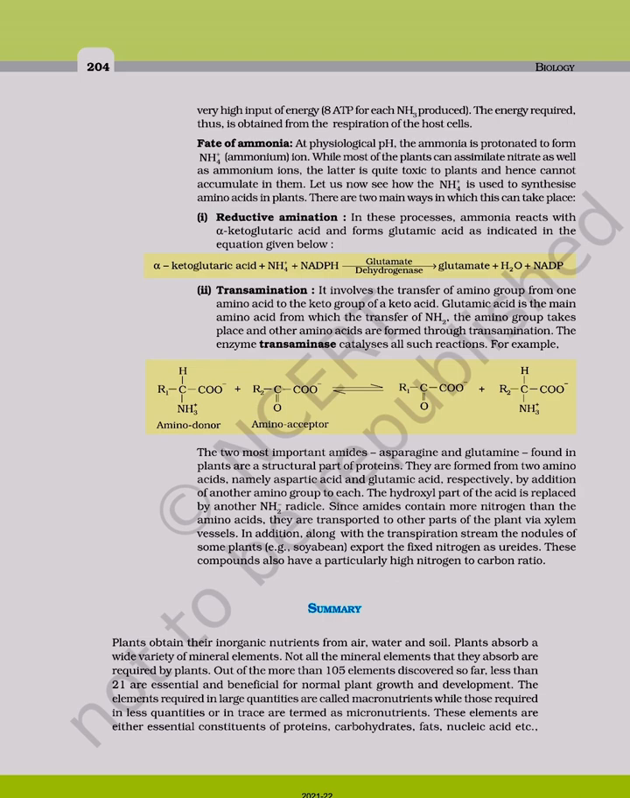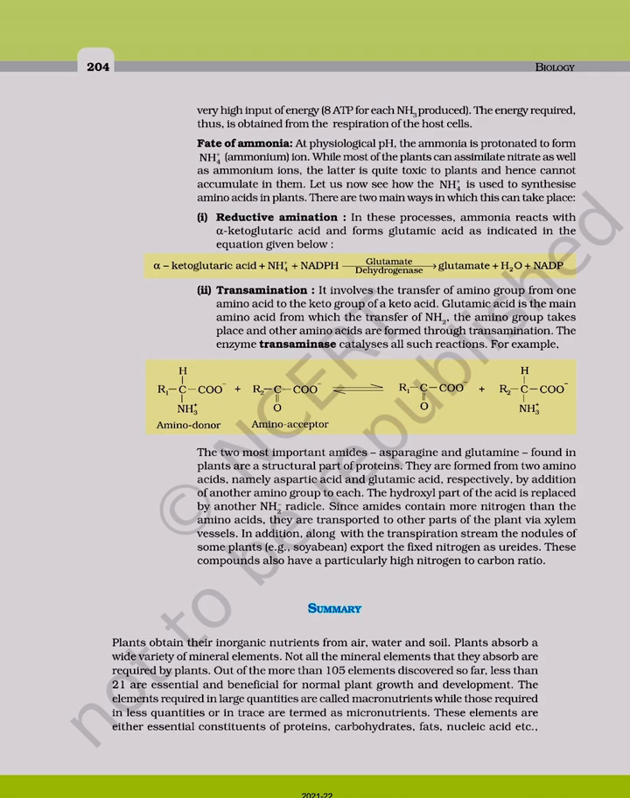Second one is transamination. It involves the transfer of amino group from one amino acid to the keto group of a keto acid. Glutamic acid is the main amino acid from which the transfer of NH2, the amino group, takes place and other amino acids are formed through transamination. The enzyme transaminase catalyzes all such reactions. For example, amino donor, amino acceptor.